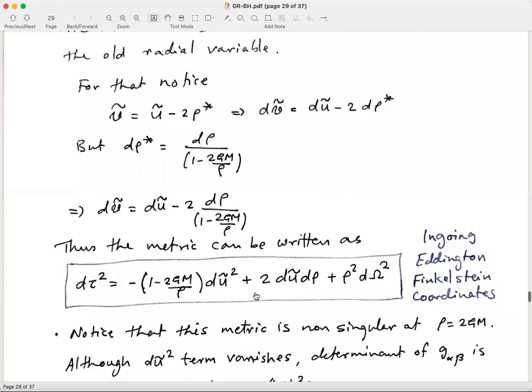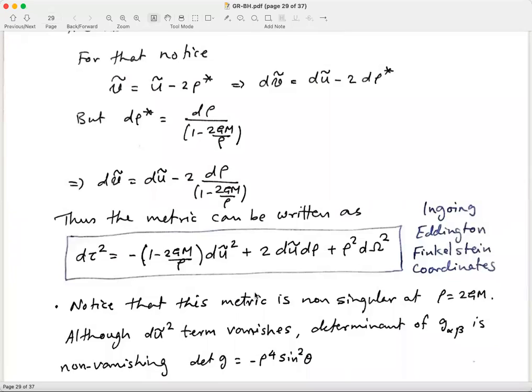So people would say that if there's an infalling observer, that means an observer who sees the Schwarzschild geometry to be something of this kind, because this is the ingoing coordinate system, then the infalling observer would see nothing special happening at rho equals 2 gm, simply because this component would vanish, but everything else is finite. The metric is non-singular, invertible, with finite determinant.